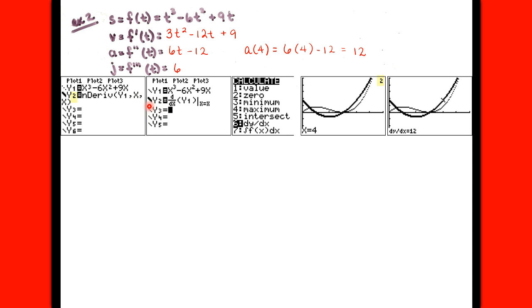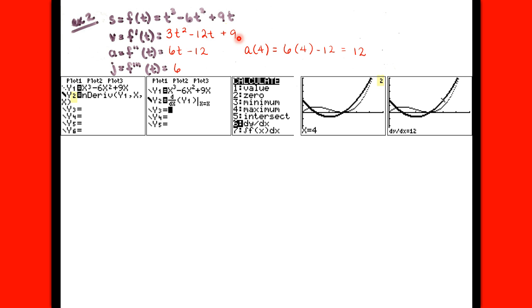So when I do that, and I'm going to tell that second one to graph in bold just so that I can see it, here's my original position function right here, and that makes sense. That looks like a cubic. And then here's my velocity, my first derivative, and that makes sense because that looks like a quadratic. So nowhere did I tell it 3t squared minus 12t plus 9. I didn't give it that equation, but my calculator is able to calculate that and graph it for me.